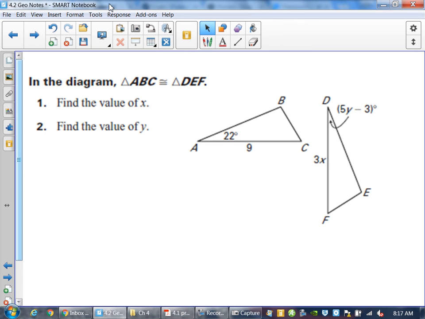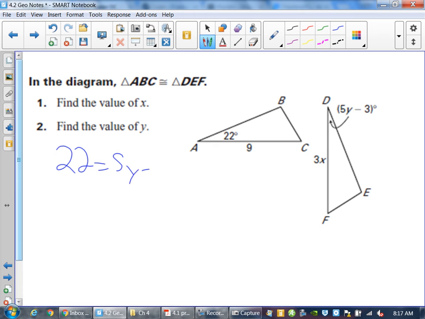More of our time is dealing with triangles. So to start out with this one here, it's again just a matter of matching up your letters. Okay? So you've got angle A. Angle A has to match up with what? D. So 22 is 5y minus 3. What's y?